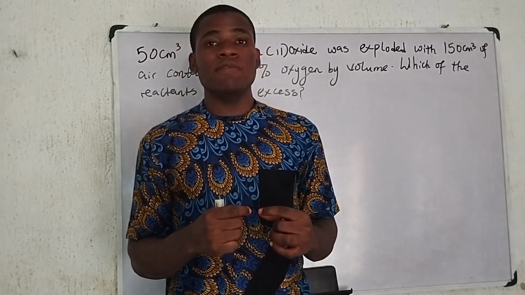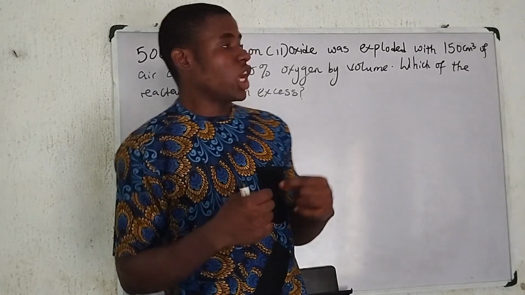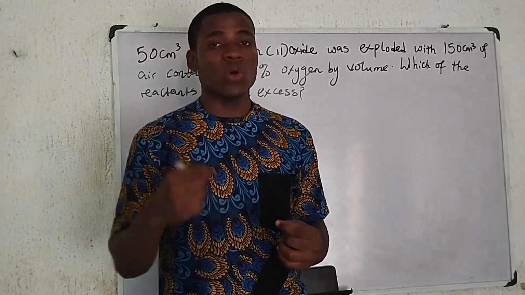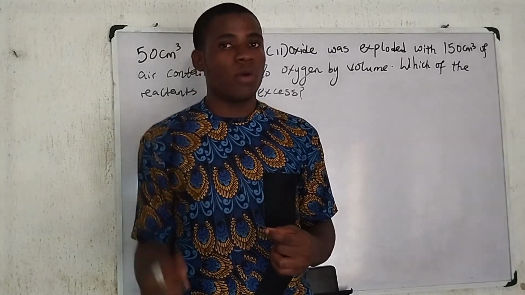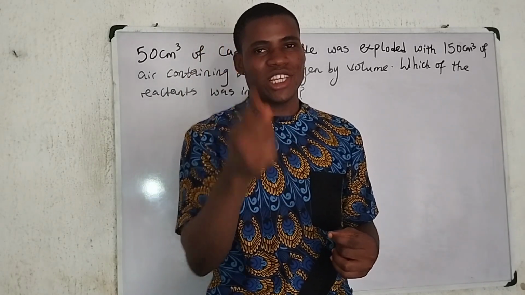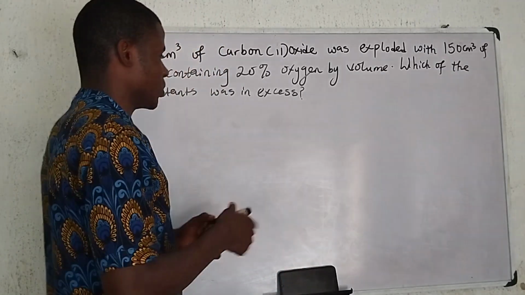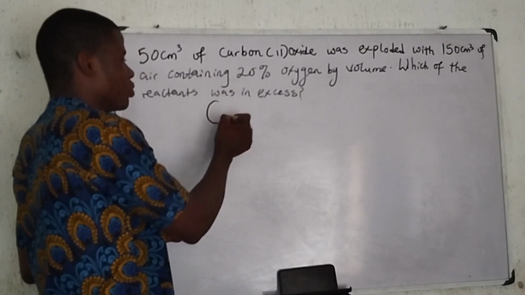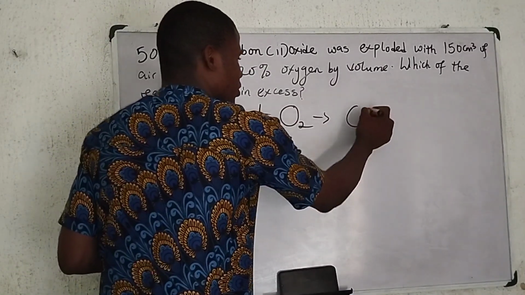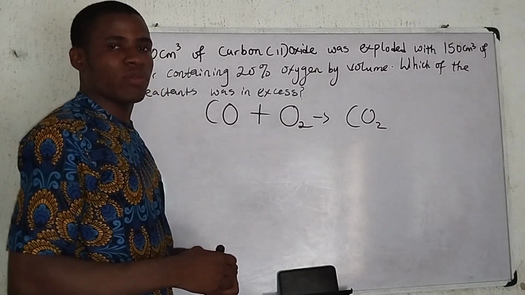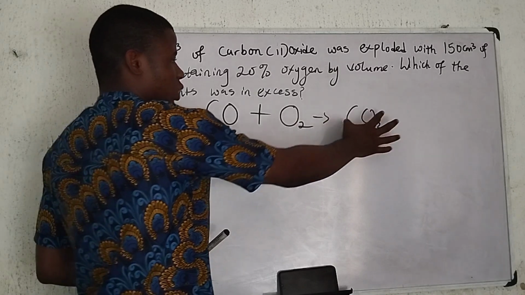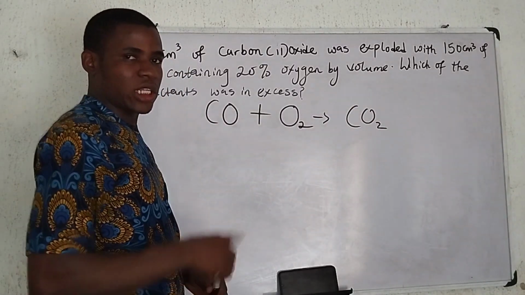Now here, if carbon monoxide is exploded with air, what happens? It is oxidized to carbon dioxide. Have you taken my statement? So carbon monoxide being exploded in air will be oxidized to carbon dioxide. So this is the equation for the reaction. I have carbon monoxide reacting with oxygen, and it will give carbon dioxide. So let's balance.